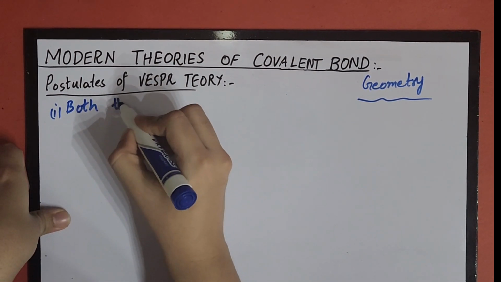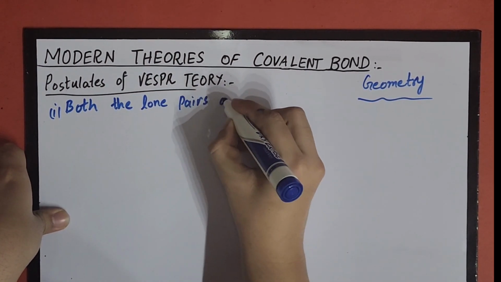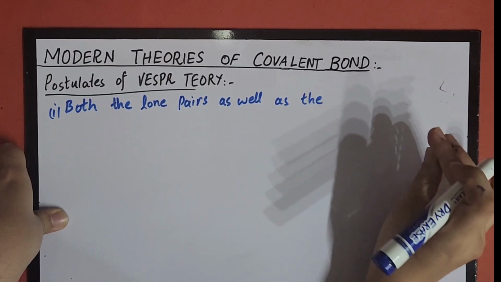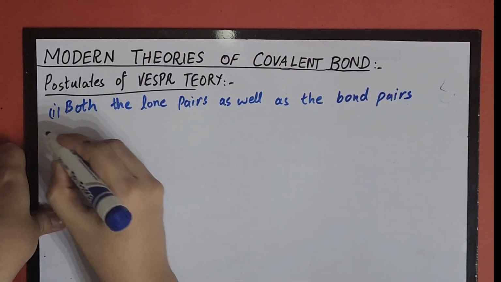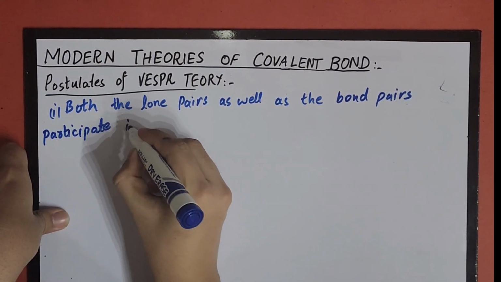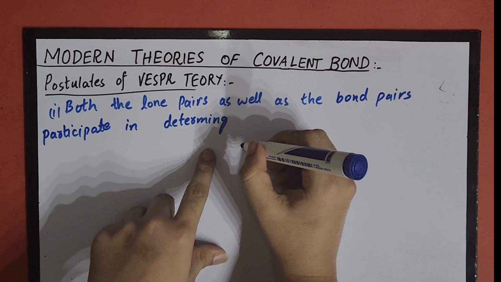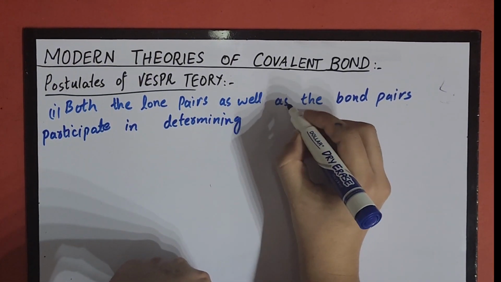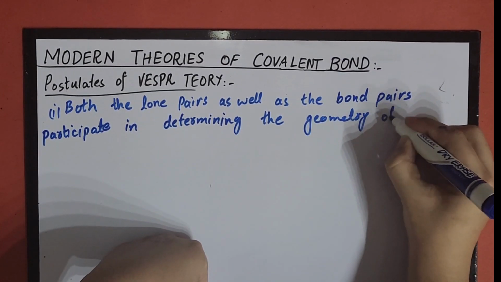Both the lone pair as well as bond pairs participate in determining the geometry of the molecule.